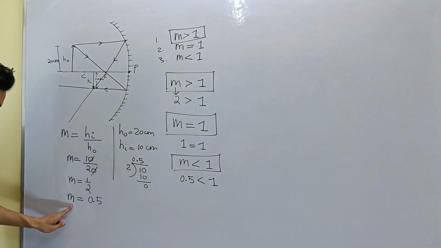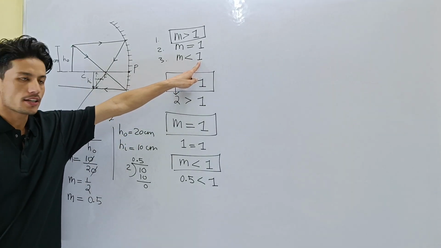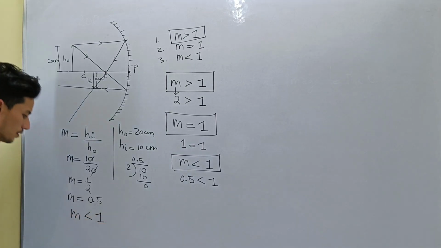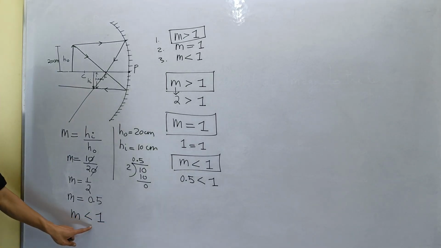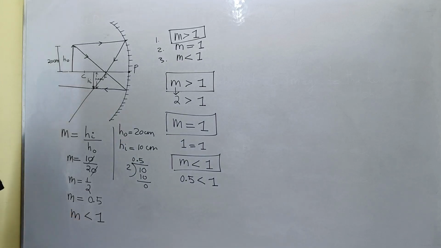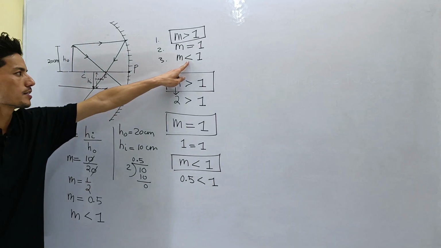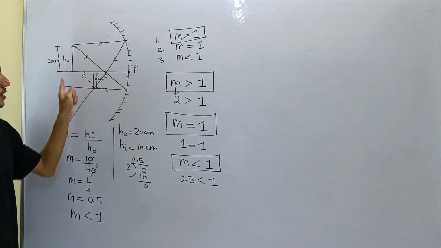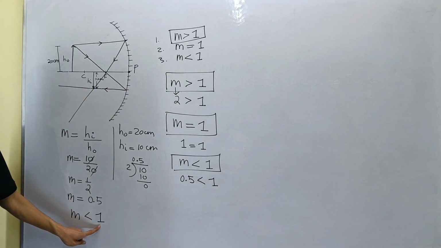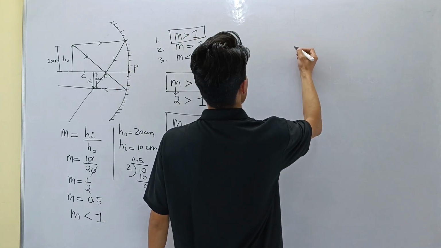The M value, which is 0.5, is less than 1. So here we are getting an M value less than 1. Do you follow? Remember, here we are getting an M value less than 1. So this case falls under this category. Here the magnification we are getting is less than 1. Now let us see another case.